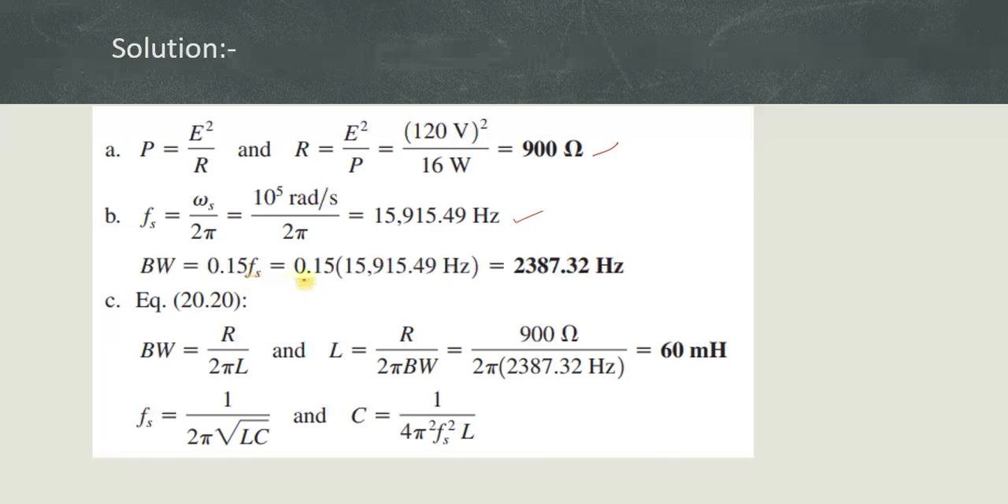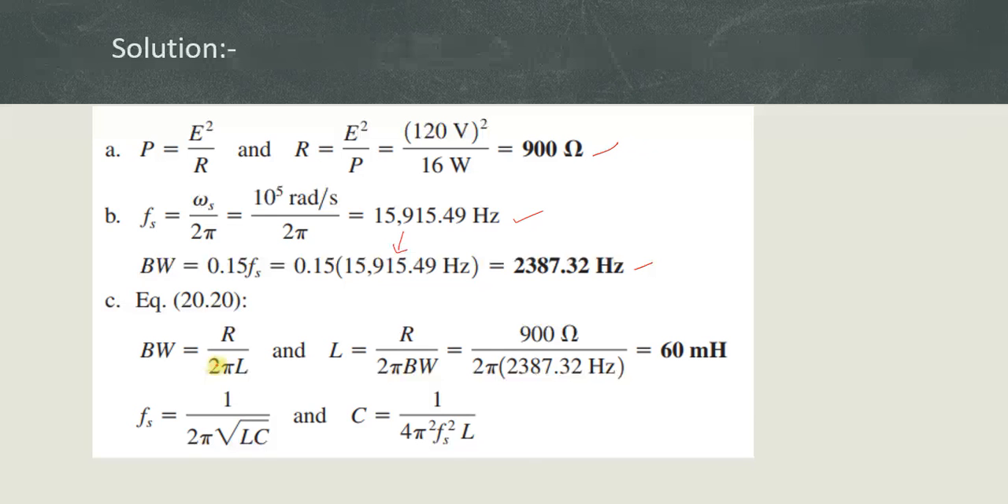Therefore 0.15 into the value of resonant frequency, so this is my resultant bandwidth. We know that bandwidth equals R divided by 2 pi L. This is one of the formulas. Another formula is F2 minus F1. Another formula is Fs divided by Qs. So there are three different formulas.